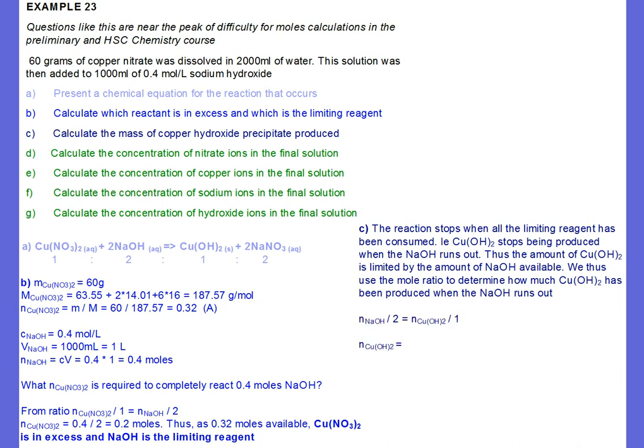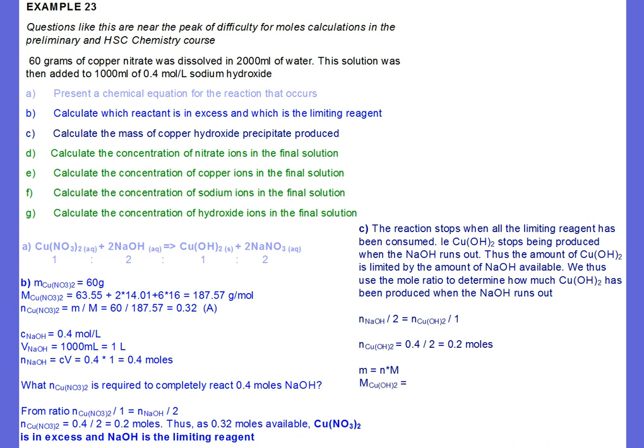So what we can say is the moles of sodium hydroxide on 2 equals the moles of copper hydroxide divided by 1, or just the moles of copper hydroxide is equal to 0.4, which was the moles of sodium hydroxide, divided by 2. We're going to produce 0.2 moles of this copper hydroxide, but the question said what's the mass of copper hydroxide. So once again, mass equals number of moles times molar mass.